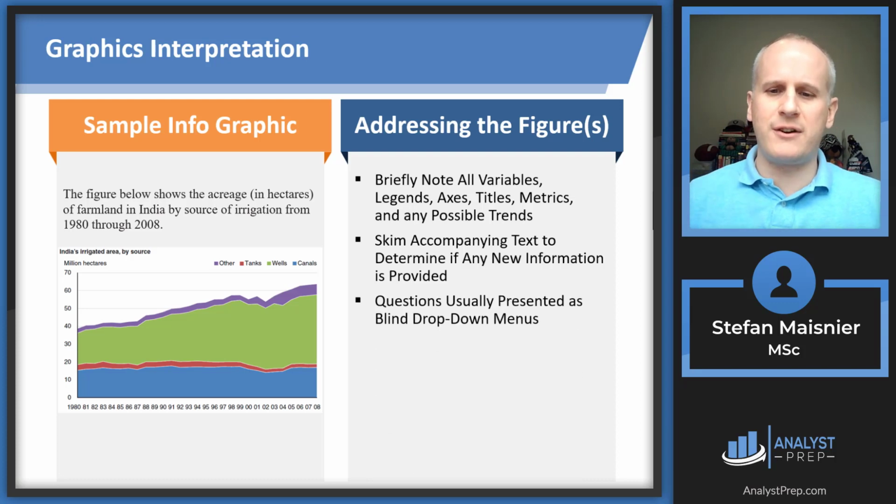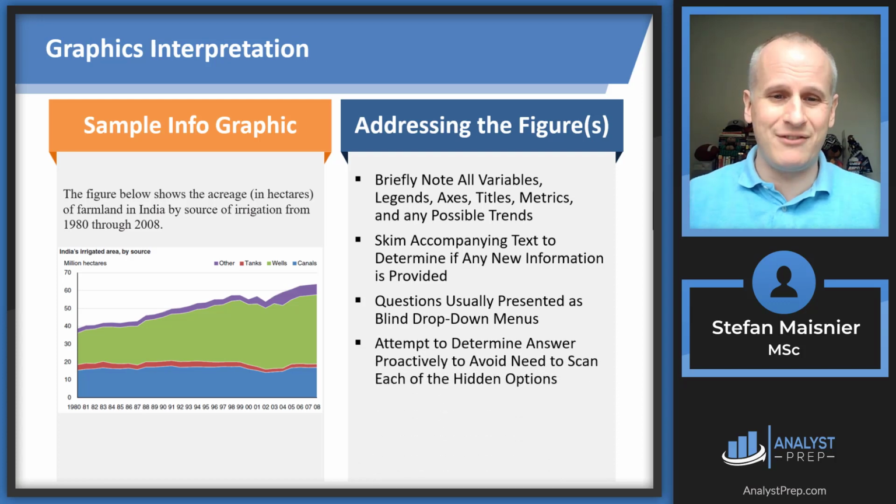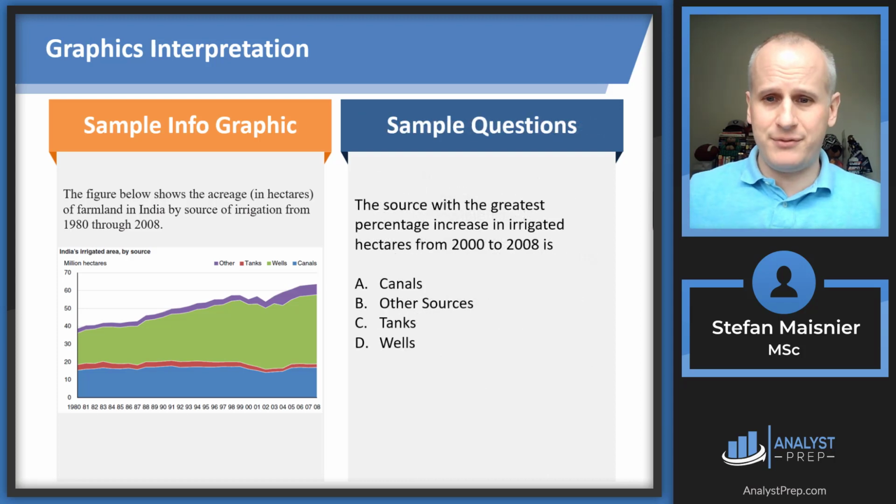Your questions are generally going to be presented as blind drop-down menus for graphics interpretation questions. So this means that you kind of want to have an idea of what the correct answer should be before even having to look at those answer choices. So try to proactively determine the answer to whatever the question is asking to avoid needing to scan those hidden options. Now, here are a couple of sample questions.